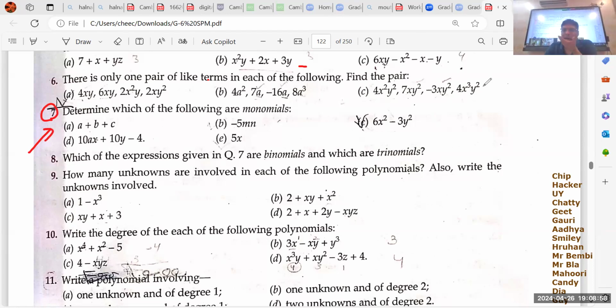Ma'am, if someone misses one monomial, give them an arrow instead of a cross. If someone gives a wrong answer, then give a cross. Sir, we get a heart.